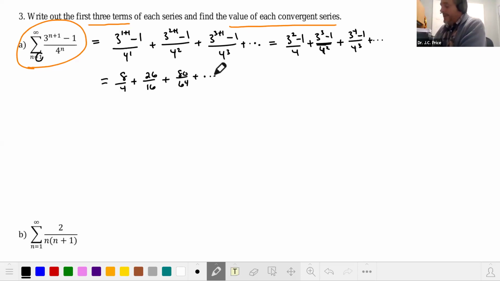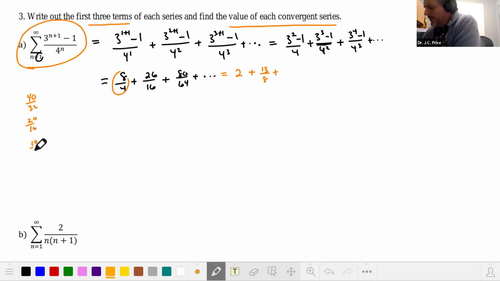And of course, a lot of those definitely reduce. So that's going to be equal to a 2 right there. This is a 13 over 8. And then plus, that's an 80 over 64. Well, gosh, 80 over 64, what is that? That's a 40 over 32 and a 20 over 16. Oh, my goodness. And a 10 over 8. Oh, it's killing me. A 5 over 4. Crazy. Is that right? I'm skeptical. I'm not quite sure.